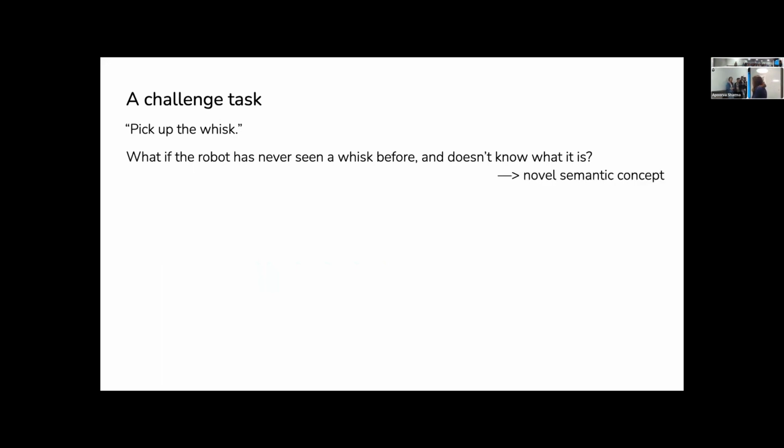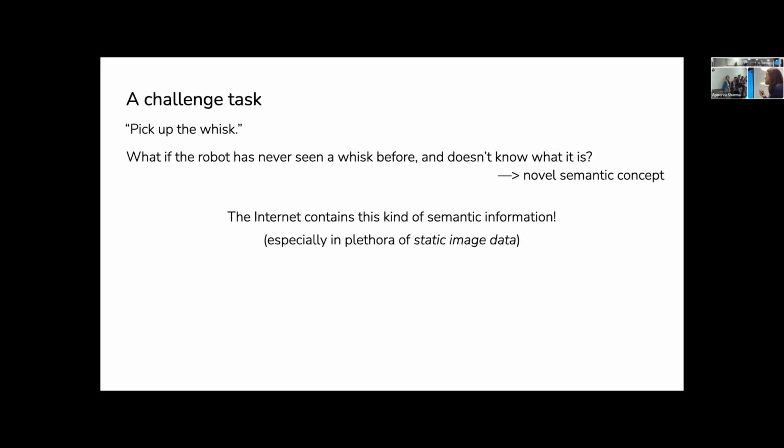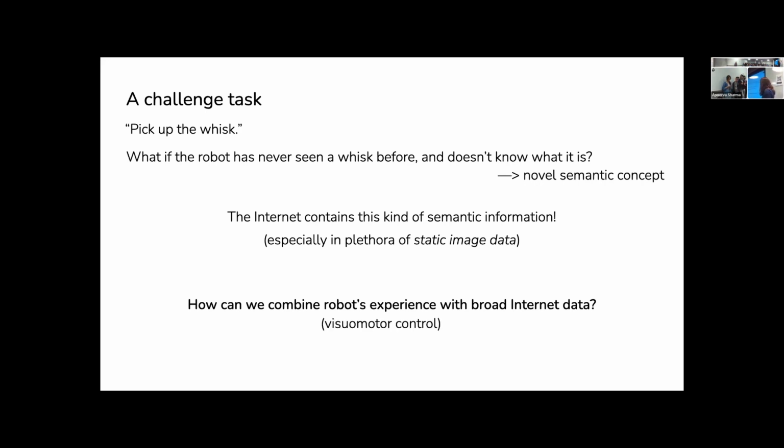And so for handling these novel semantic concepts, I think that leveraging internet data is quite promising, because while our robot data won't necessarily cover all of the semantic concepts that we might care about, and indeed, I personally haven't encountered all of the semantic concepts that I understand, the internet does contain a very broad range of semantic concepts. With this, both humans and robots can learn about things that they haven't experienced firsthand, especially from a plethora of static image data, not just videos. So I think that if we can combine the robot's experience with this broad internet data, we might be able to get semantic generalization to out of distribution instructions. And this brings up the question of how we do that. How do we combine the visuomotor experience from the robot's perspective with the semantics that comes from broad internet data?